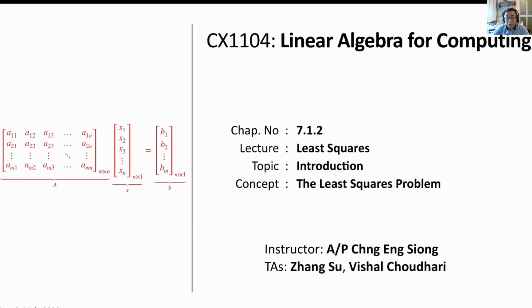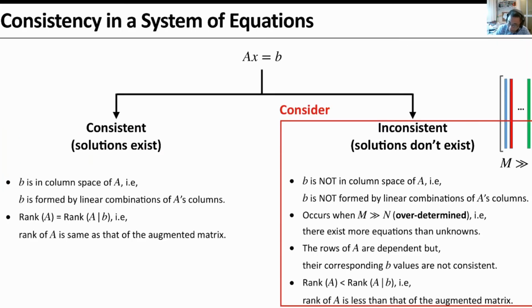This is 7.1.2 least squares. In this subsection, we'll introduce the least squares problem. The problem at hand is still Ax equals b, and we are given A, and we are given b, and the problem is to find x.